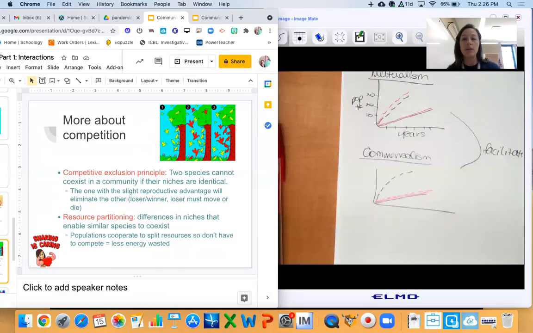It cannot survive. The two are not going to continue to compete. It's too much of a waste of energy. And so that's what that principle says. The loser has to move or they will die because they're just going to keep losing. It's not like all of a sudden they're going to start winning, most likely.